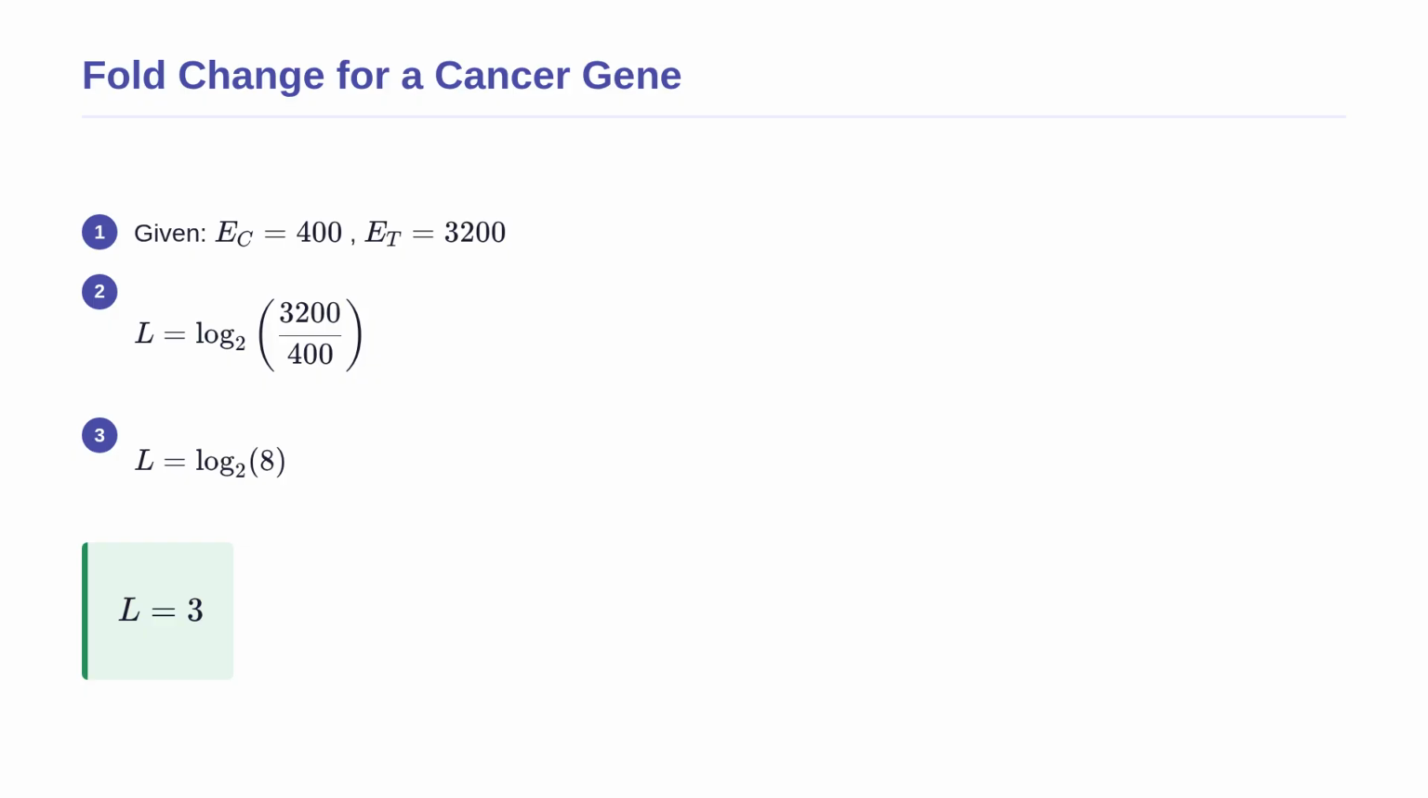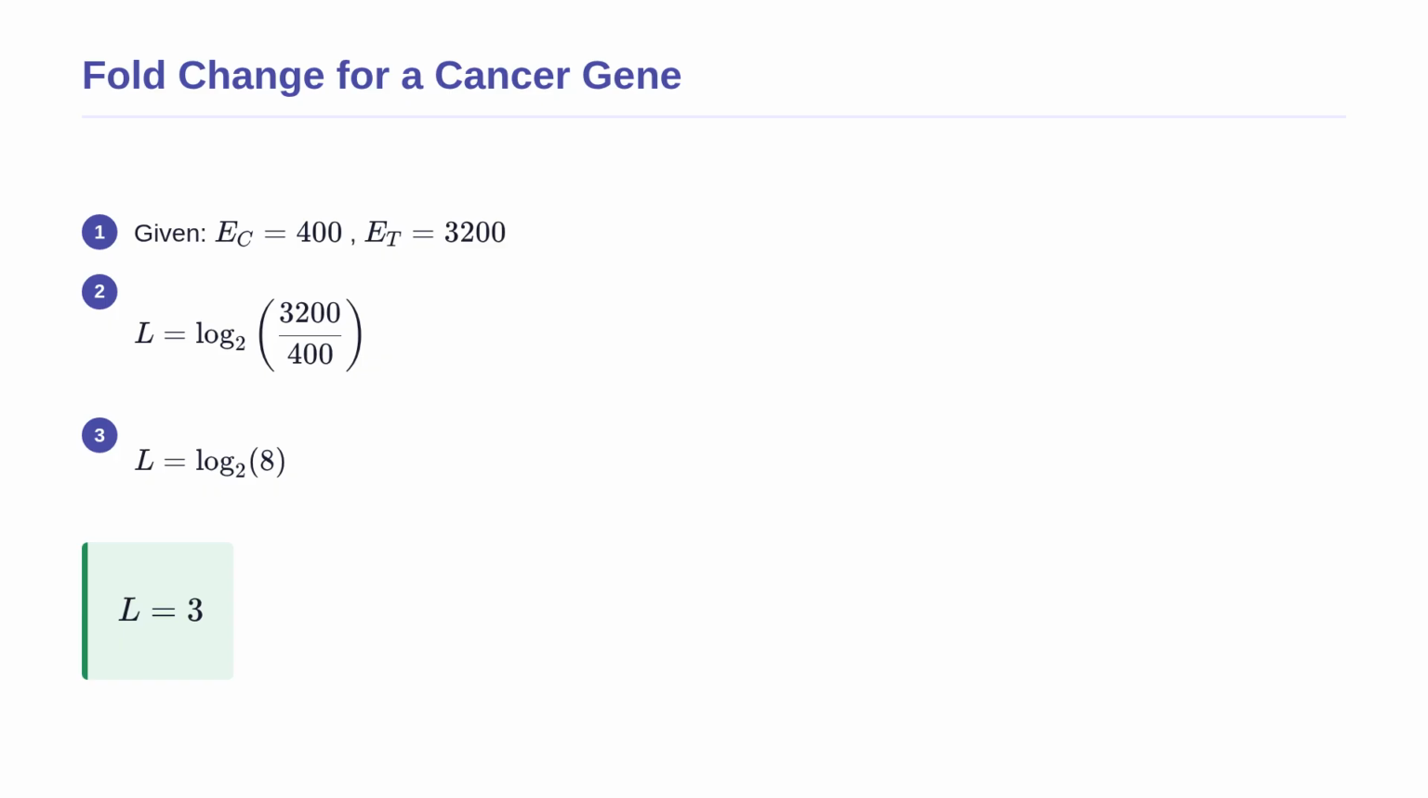Let us apply this formula to a specific gene suspected to be involved in lung cancer. In our healthy control tissue, the expression level is measured at 400 units of fluorescence. In the cancerous tissue, it spikes to 3,200 units. We want to quantify exactly how much this gene is overexpressed.